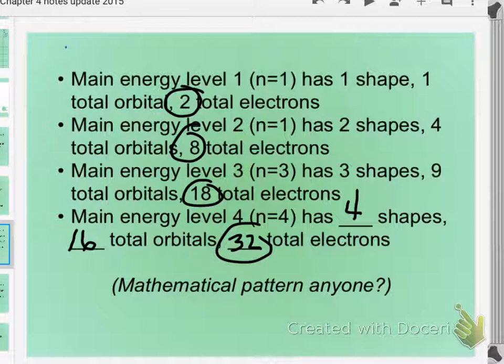Okay, so tomorrow, recall quiz looking at patterns, and then we start writing actual addresses for actual atoms of actual elements.